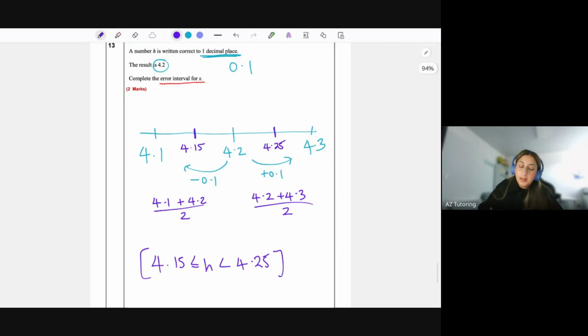So always look at it: if it was 2 decimal places, you would add 0.01 to each side. If it was 3 decimal places, you would add 0.001 to each side. So it's just about looking at what they've asked you, what decimal place. You add that on, minus it on, then find the middle value. And then your error interval is always the 2 middle values on each side.